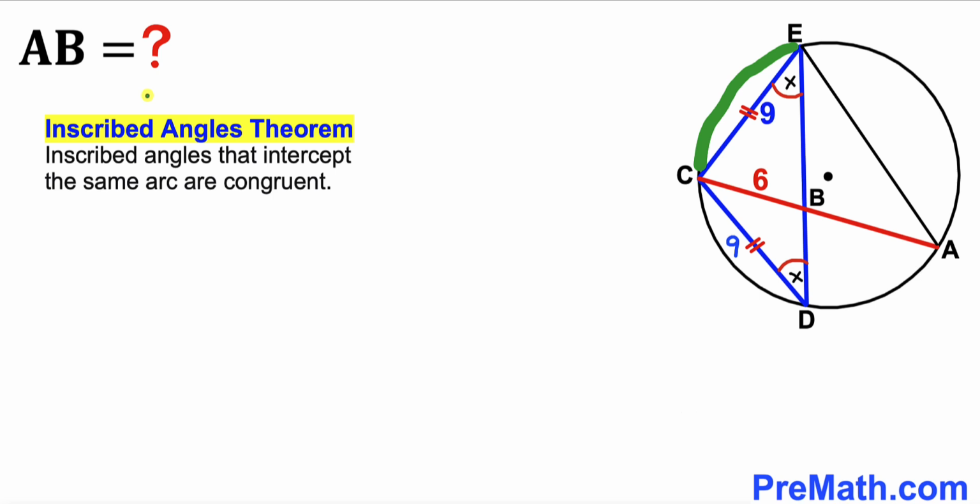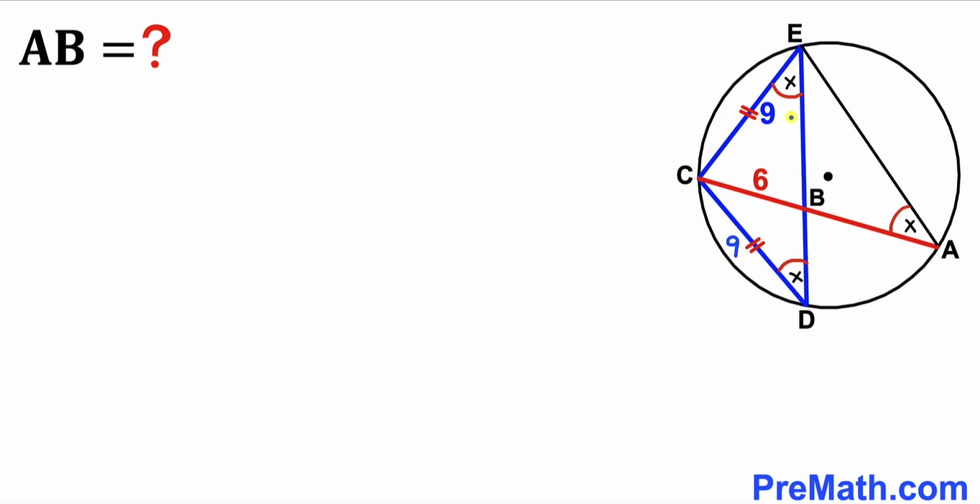And now let's recall the inscribed angles theorem. According to this theorem, inscribed angles that intercept the very same arc are congruent. As you can see in this given diagram, this angle and this angle intercept this very same arc CE. So both of these angles are congruent. If this angle is X, then this angle has got to be X as well. And here's our next step.